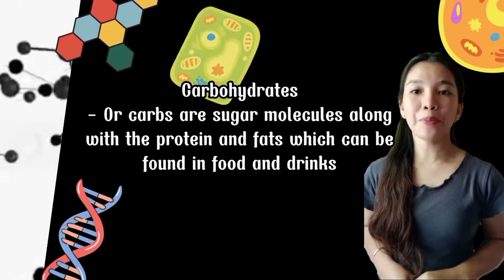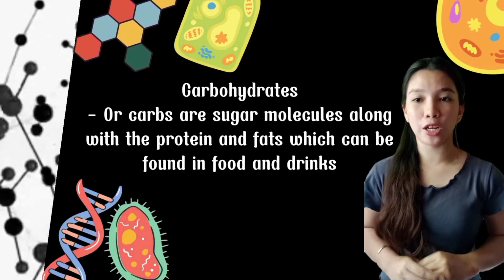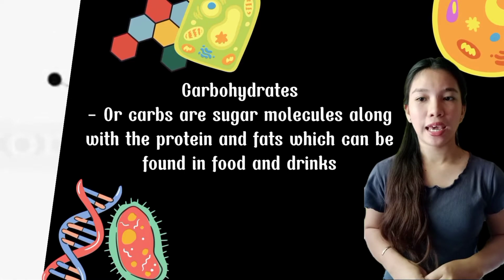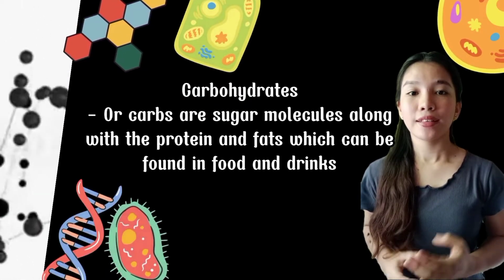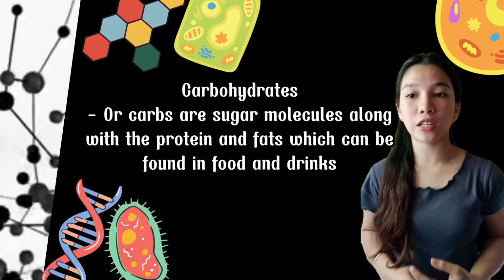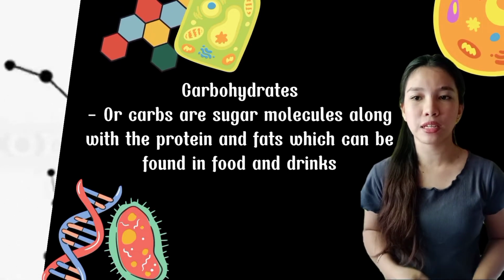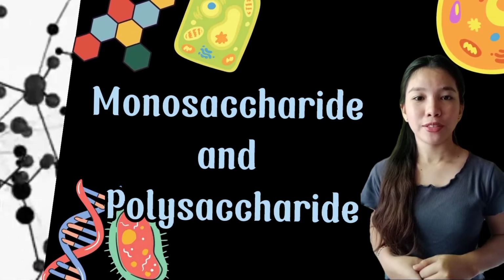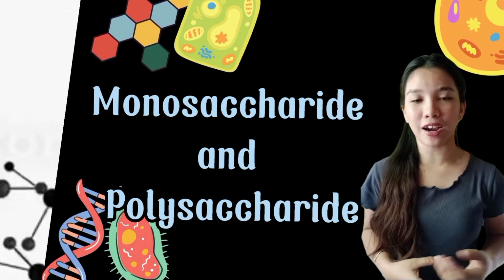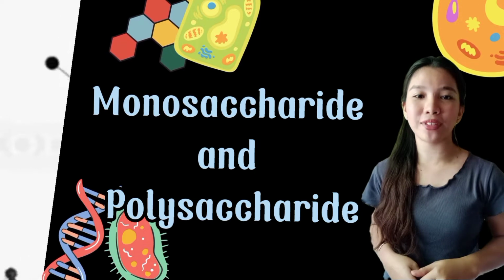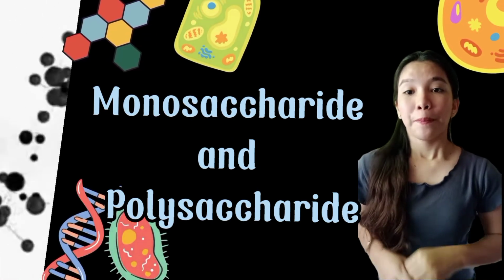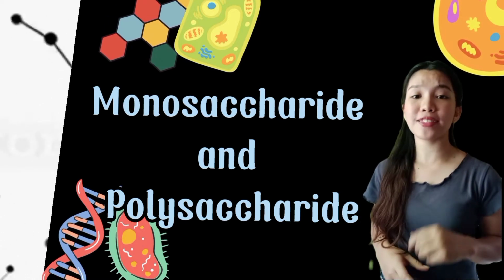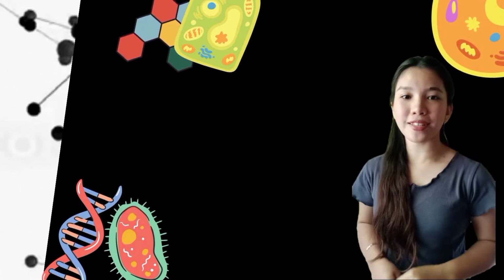Carbohydrates, or carbs, are sugar molecules, along with protein and fats, which can be found in food and drinks. Simple sugars are the simplest form of sugars. For it to function properly, we need these biomolecules, the monosaccharides and the polysaccharides. And that's the focus of our discussion for today. But let's learn about monosaccharide first. So what is monosaccharide?